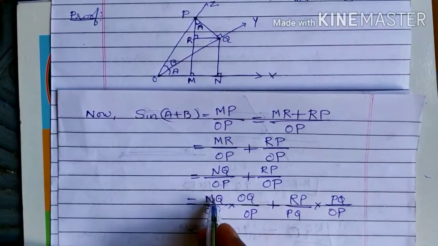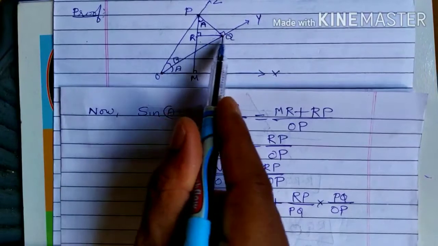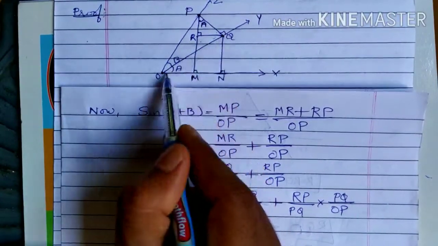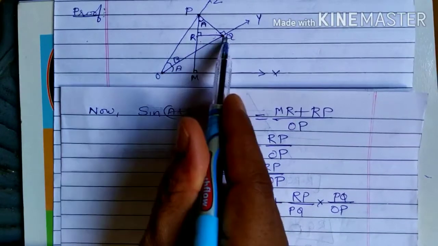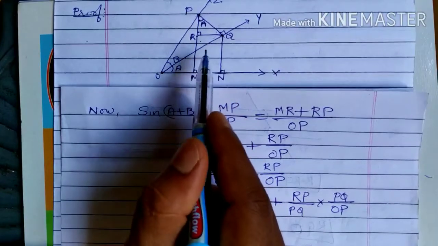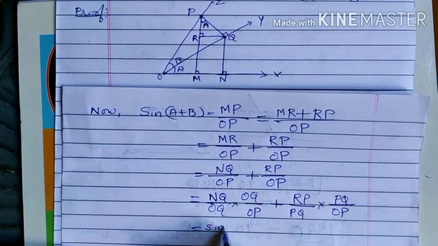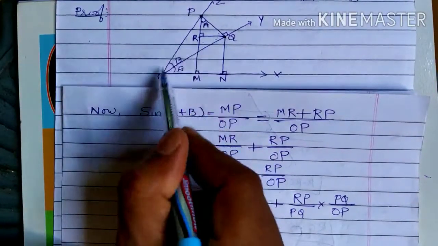So that is equal to NQ by OQ. If you consider triangle ONQ, NQ by OQ is nothing but, with respect to this angle, opposite by hypotenuse. Opposite by hypotenuse is sine theta. So therefore in place of theta we have A, so that is equal to sine A into OQ by OP.